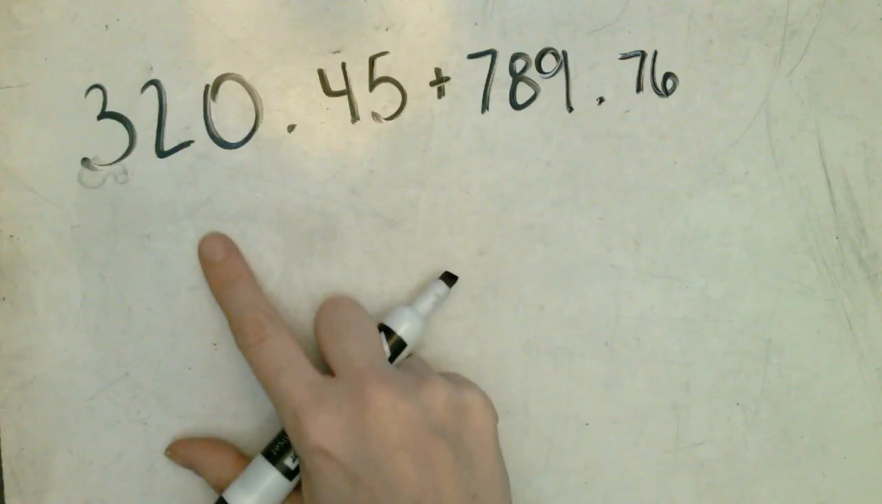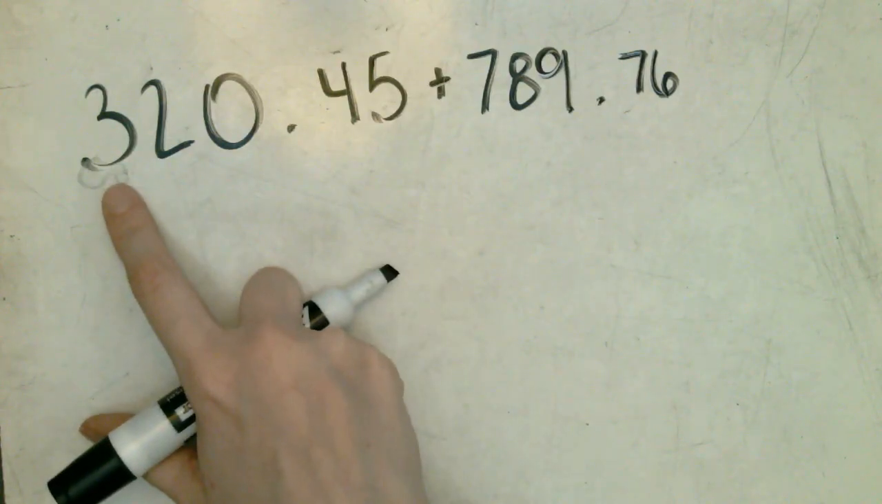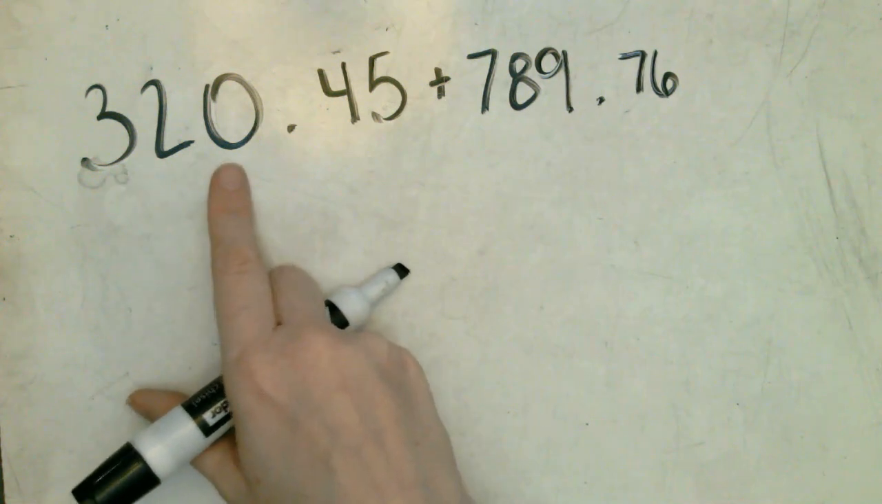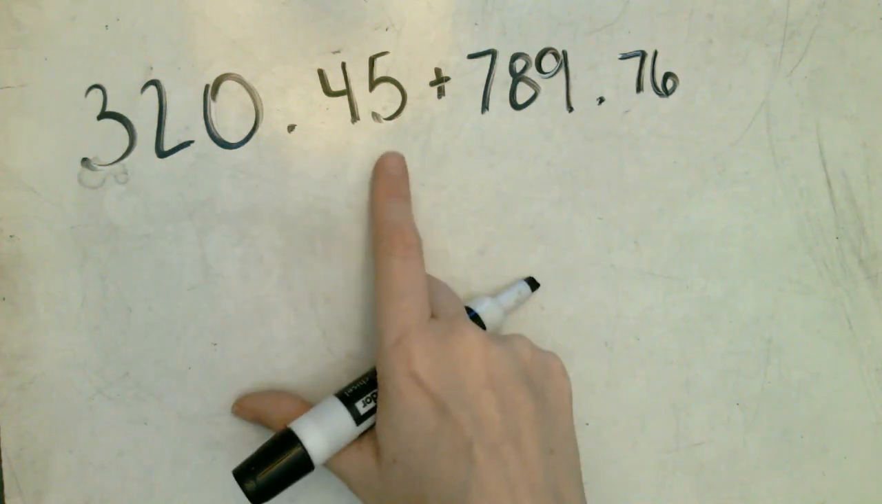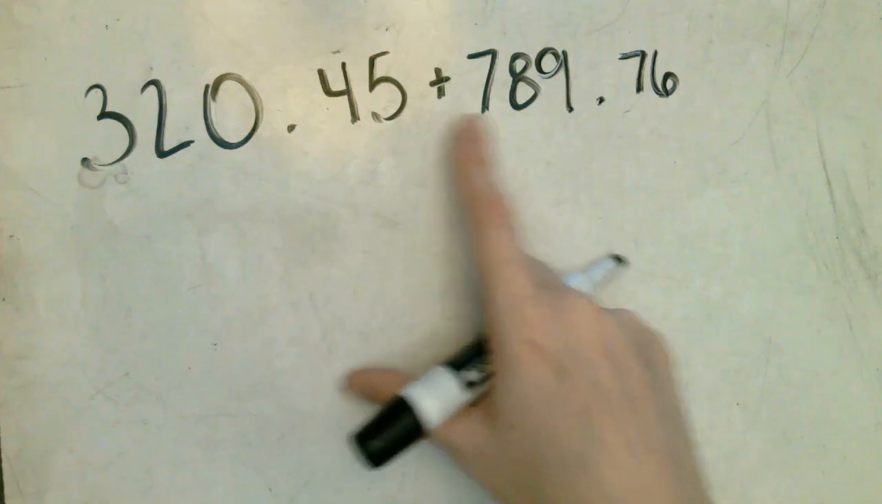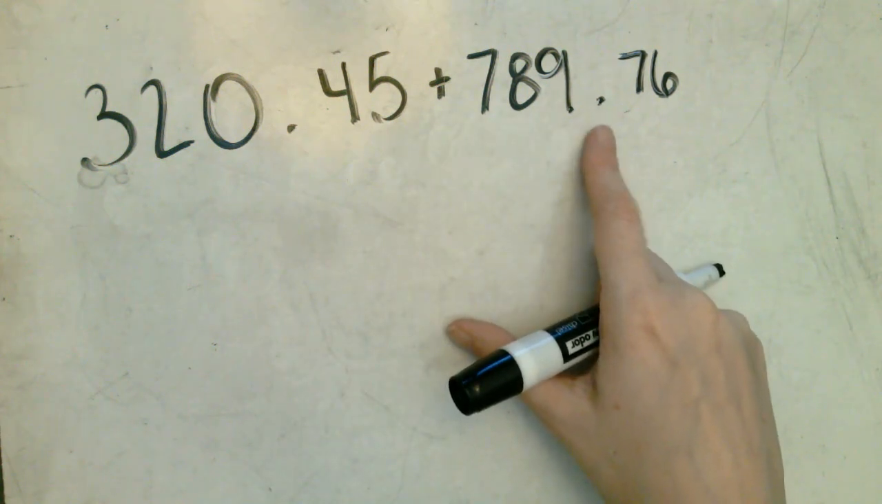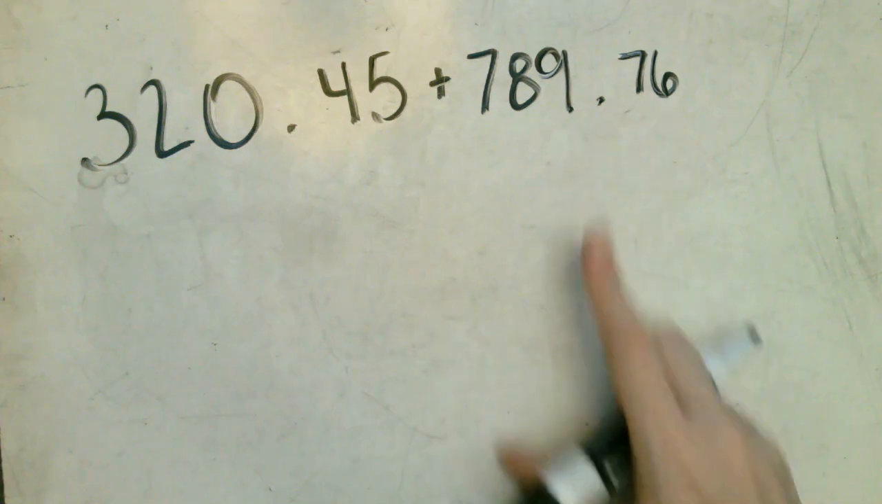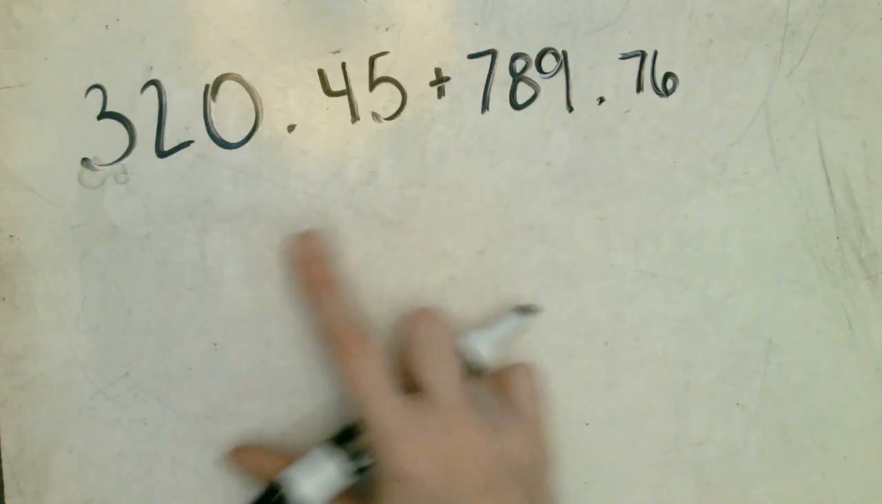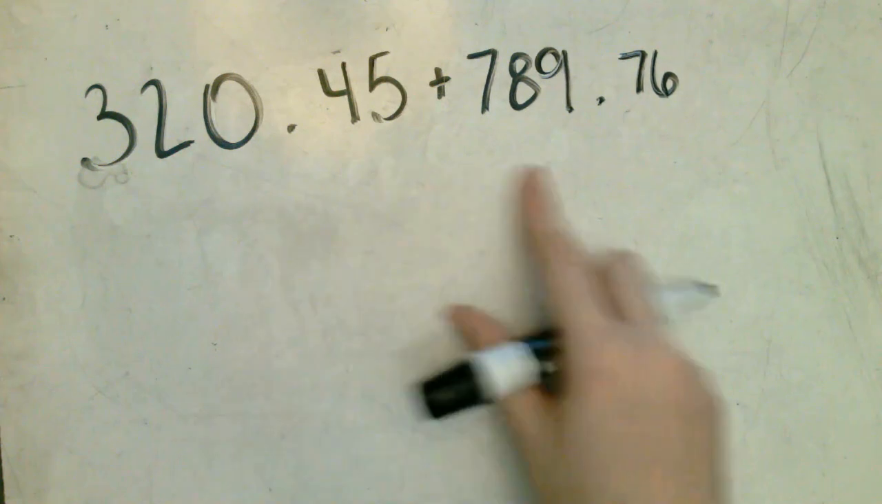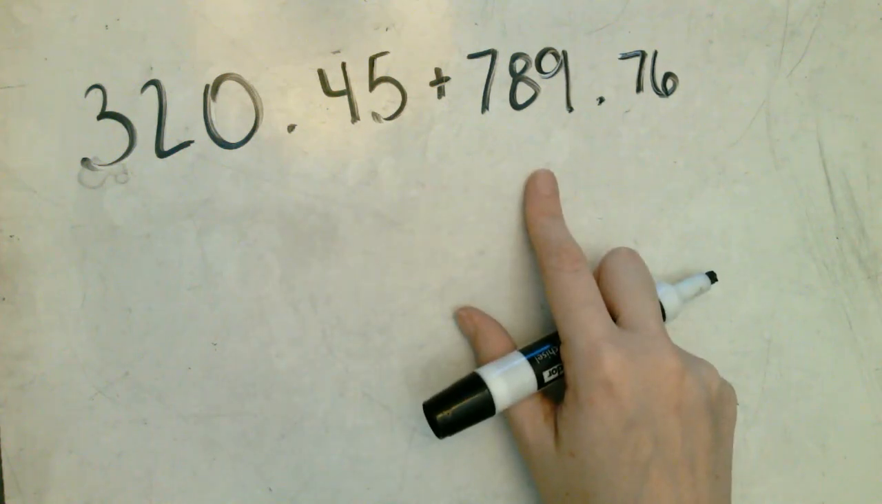Let's look at this next problem together. I'll read it for us. 320 and 45 hundredths plus 789 and 76 hundredths. We are working on, remember, not only subtracting but adding decimals for this warm-up activity.